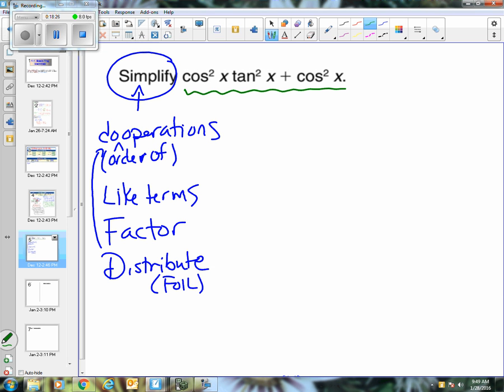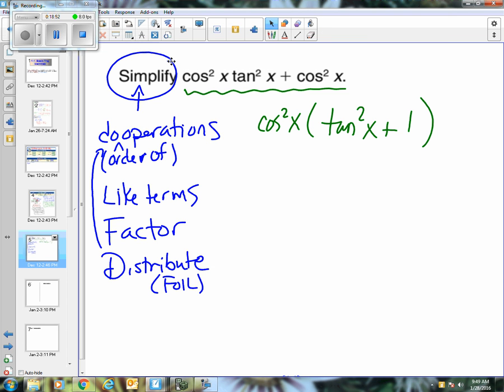Go down the list. Okay, so when you talk about do operations, I can't add those together. They're not like terms. One has a tangent squared with it, the other doesn't. So I'm really kind of stuck there. I can't do any of the operations, and I don't have any like terms. So the next thing on my list is factor. Let's see if there's a way that I can do that. It looks like there's a cosine squared in each one of those terms. So I'm going to pull out the cosine squared, and that's going to leave tangent squared of x plus 1.